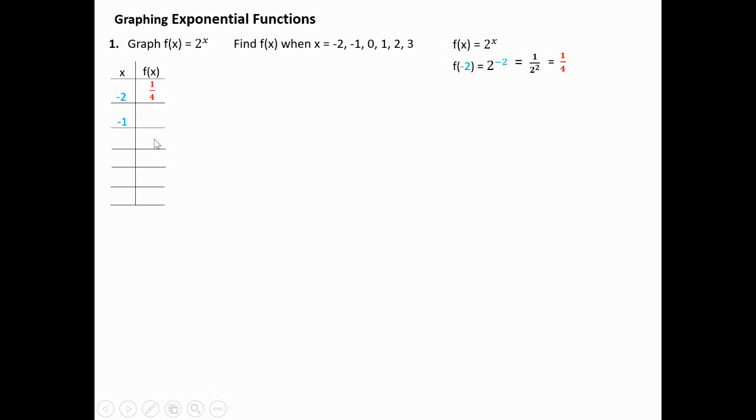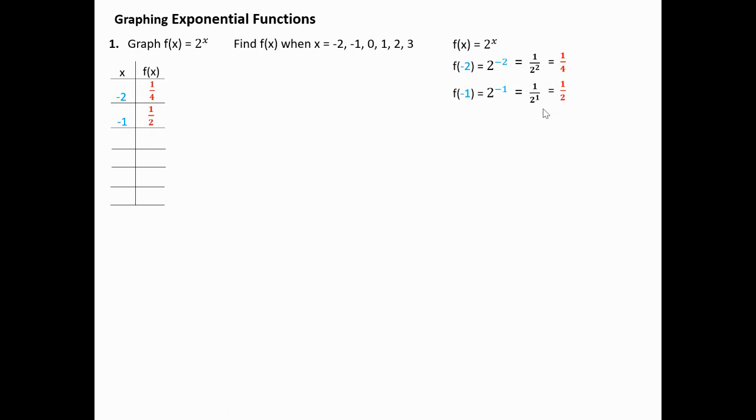Now let's try when x is -1. So we're going to evaluate the function at x equals -1. So it's going to be 2 to the -1 power. So we apply the negative exponent rule, which would be 1 over 2 to the 1st power, which is equal to 1/2. So when x is -1, y is 1/2.